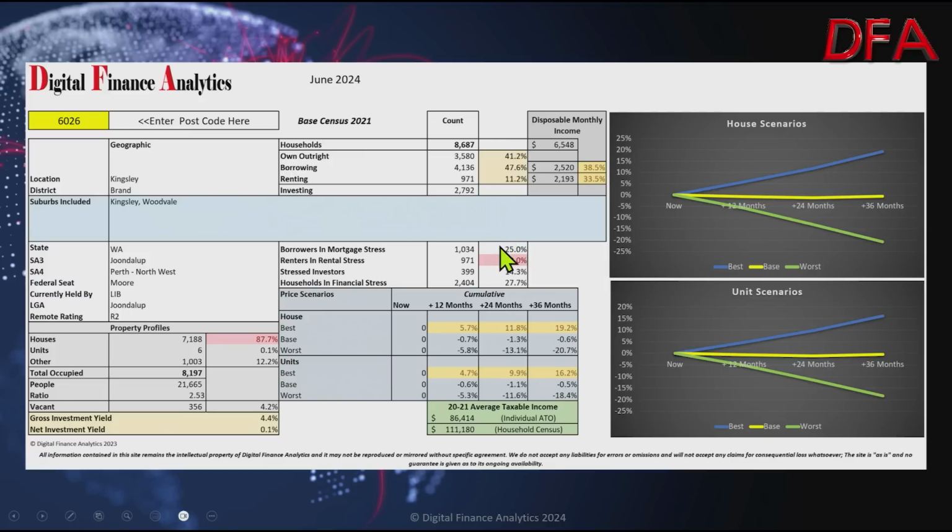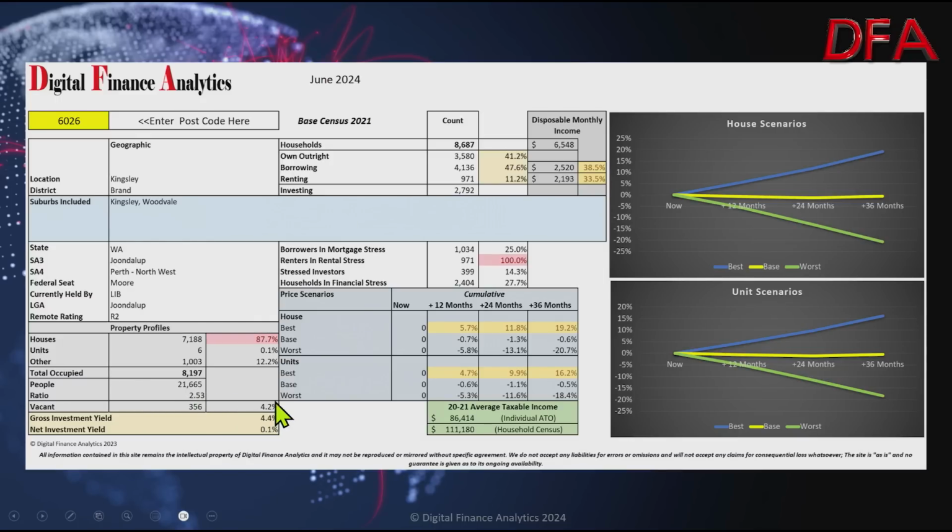We have 25% in mortgage stress, just over 1,000. Pretty much everybody in the rental sector struggling with cash flow. Overall financial stress at 27%. 87% of houses, other types of property there as well, of course. 2.53 is the people ratio, so that's going to include some families.